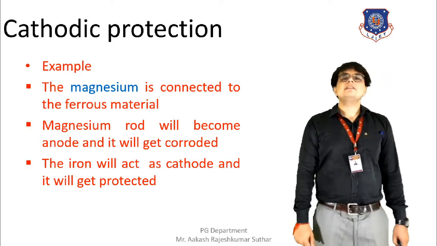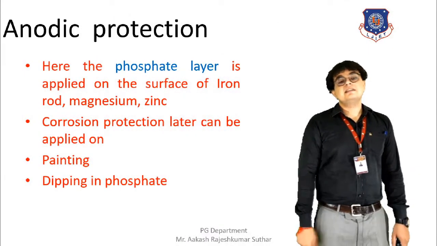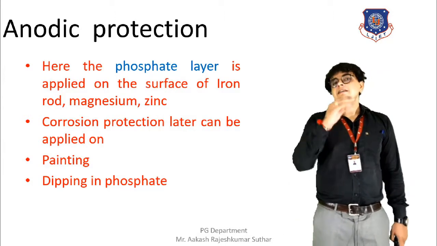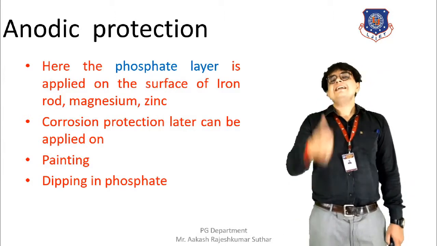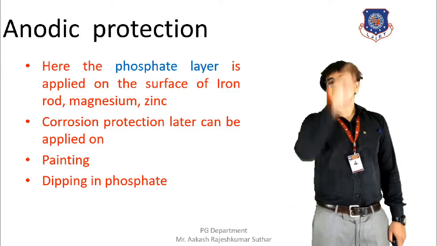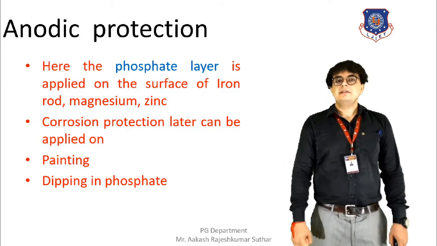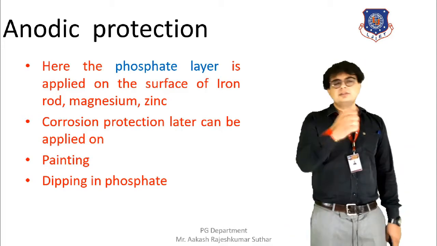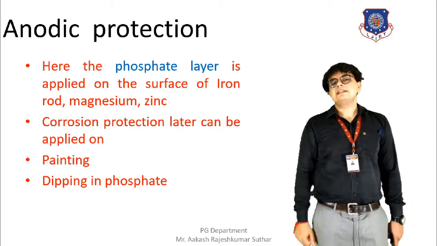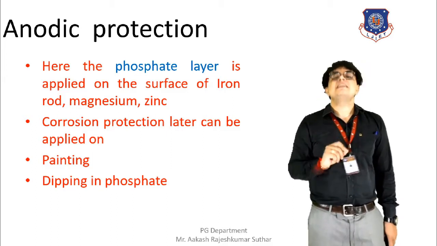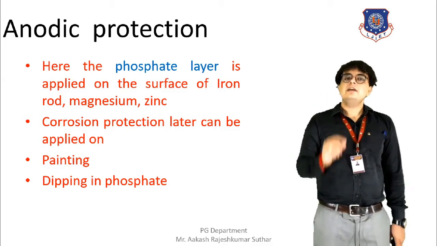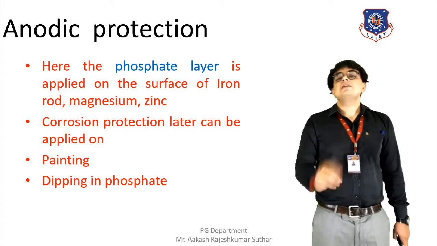Now moving towards the next type of protection, that is anodic protection. From the name itself it suggests that the anode is being protected, whereas in the previous method the cathode is protected. Here we are using a phosphate layer, which is used so that the protection of the anode can take place.